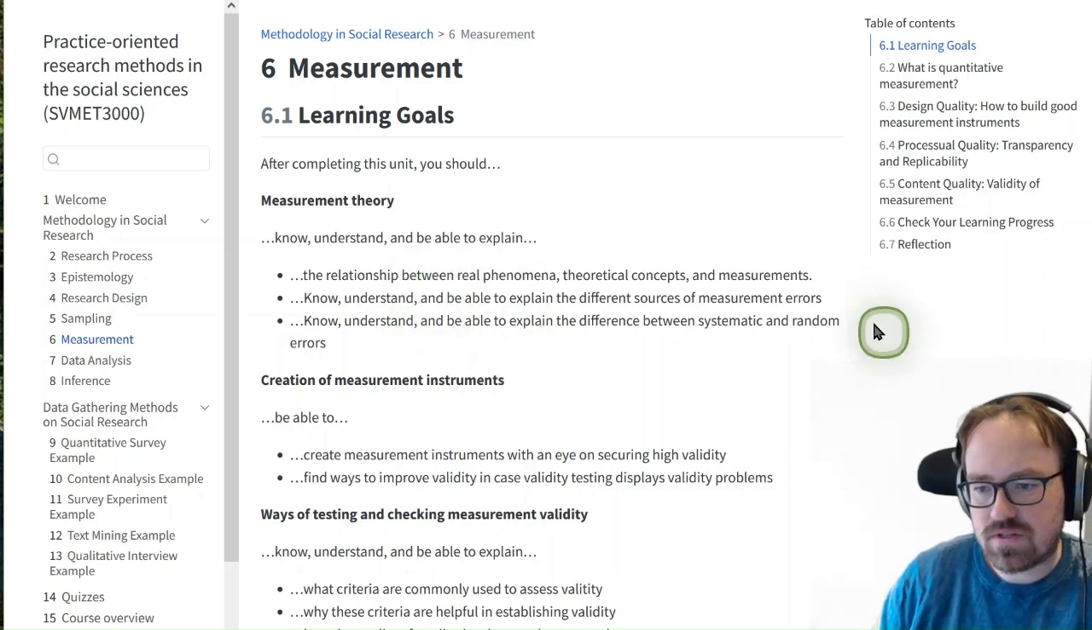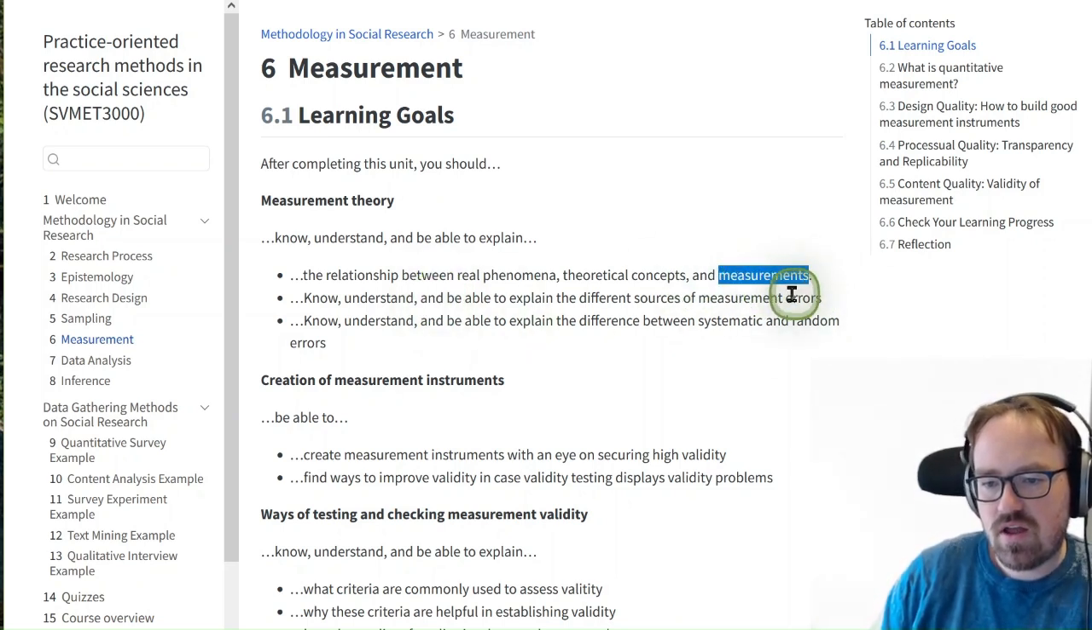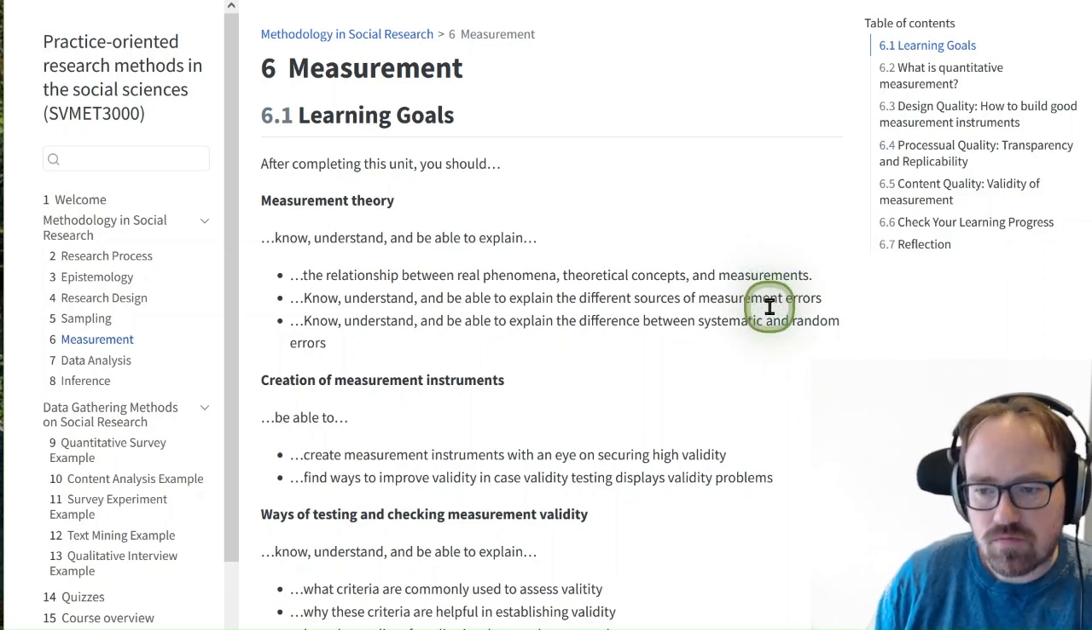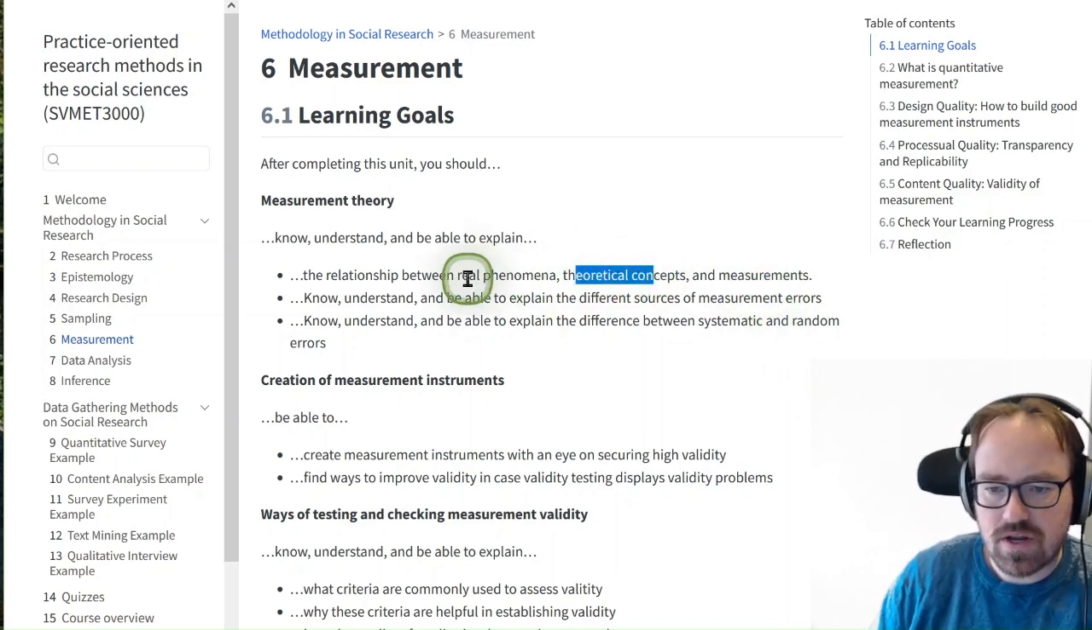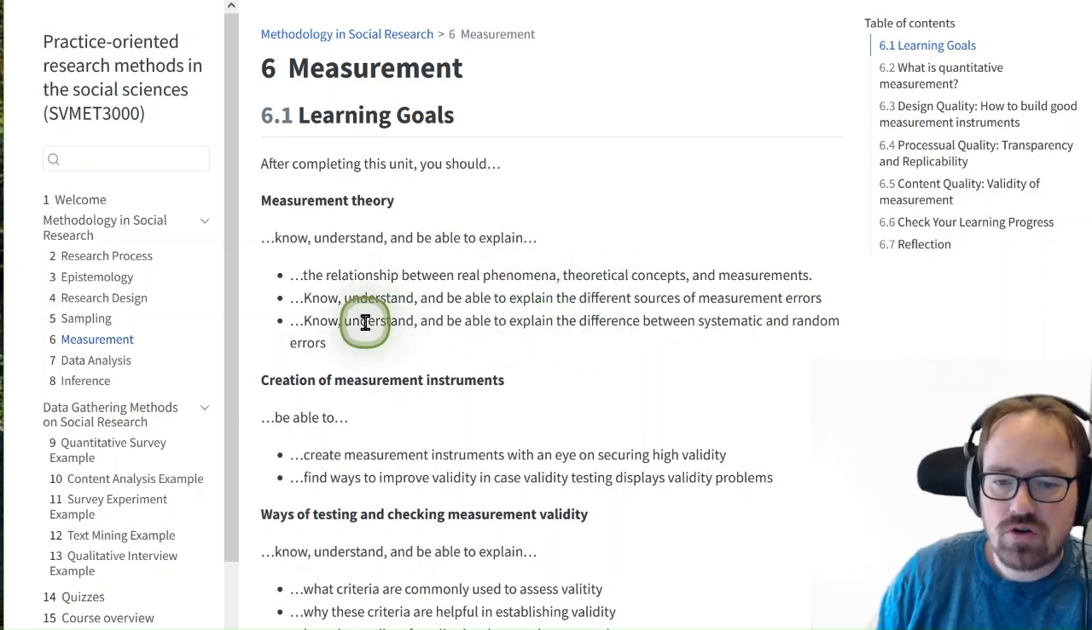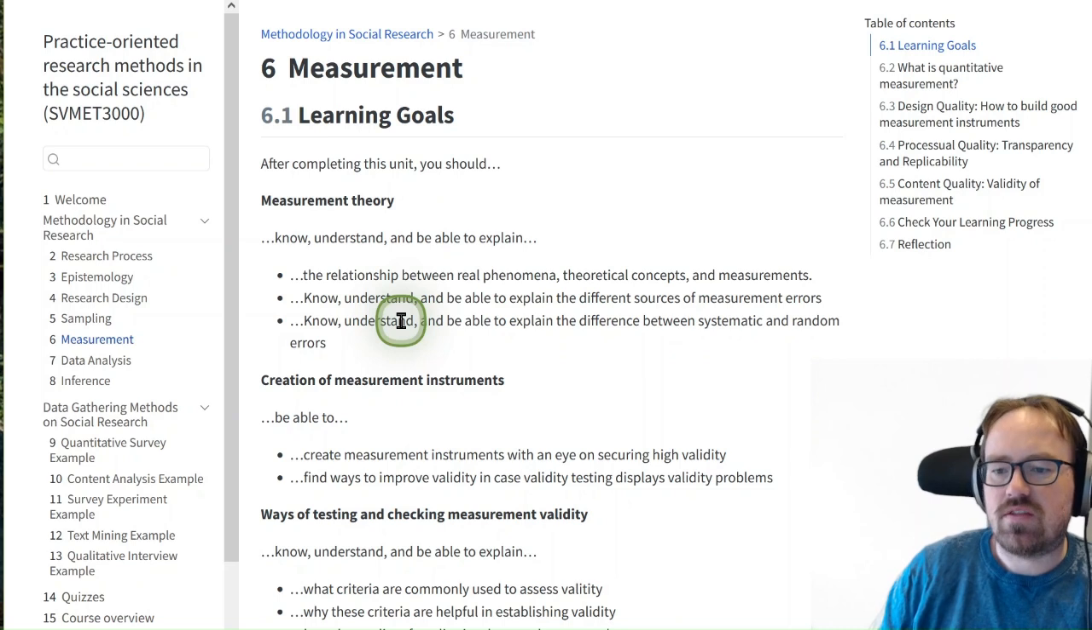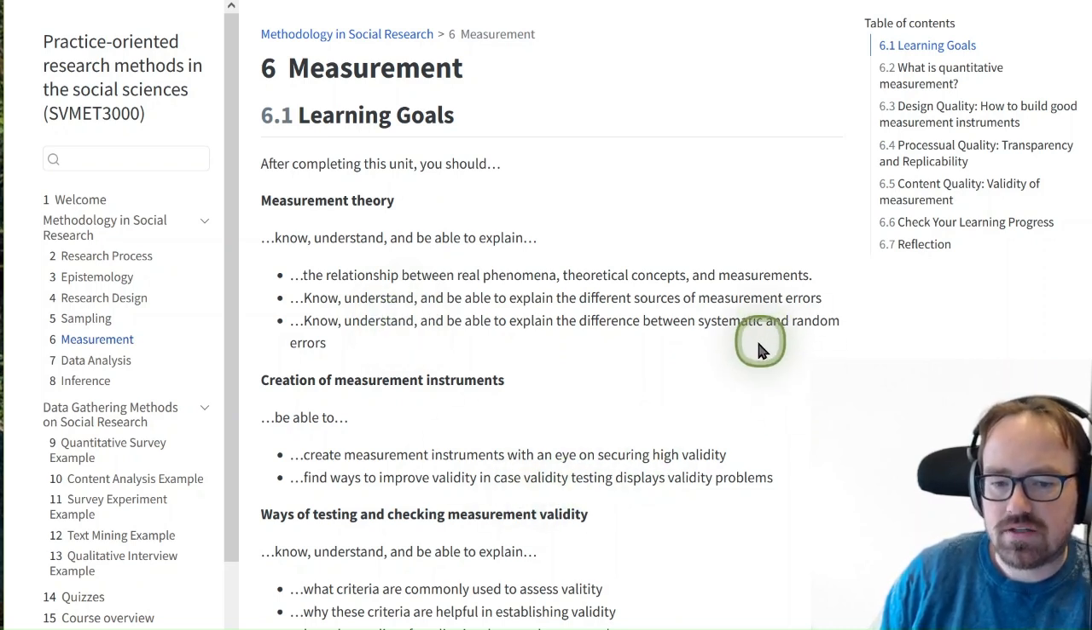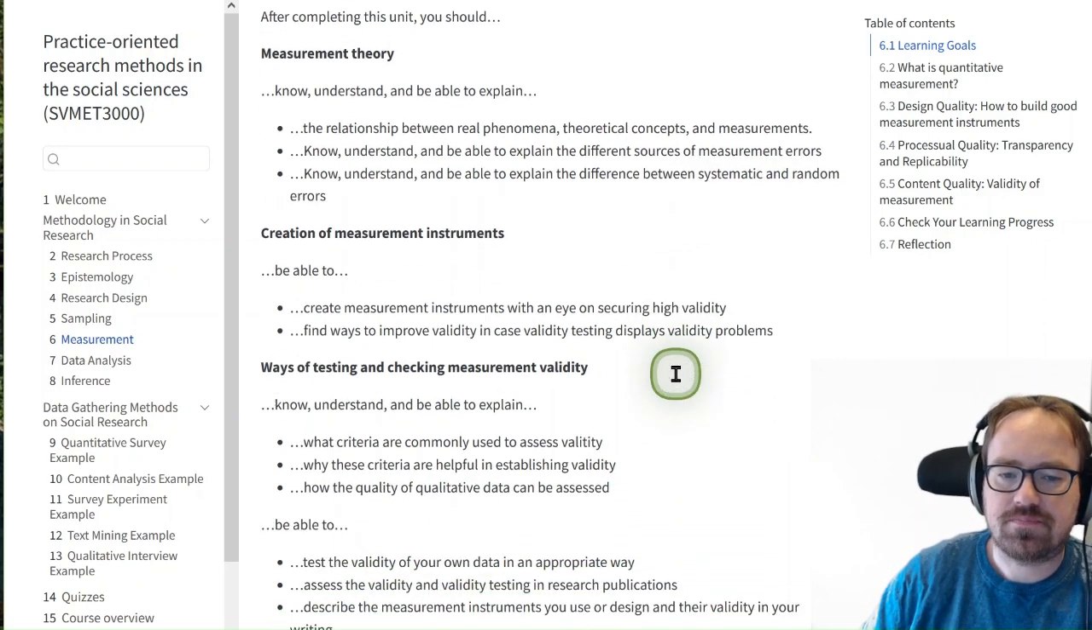So where errors in the measurement component here that kind of blurs our view of the theoretical concepts and the real phenomena come from. You should know and understand and be able to explain the difference between systematic errors on the one hand and random errors on the other hand.